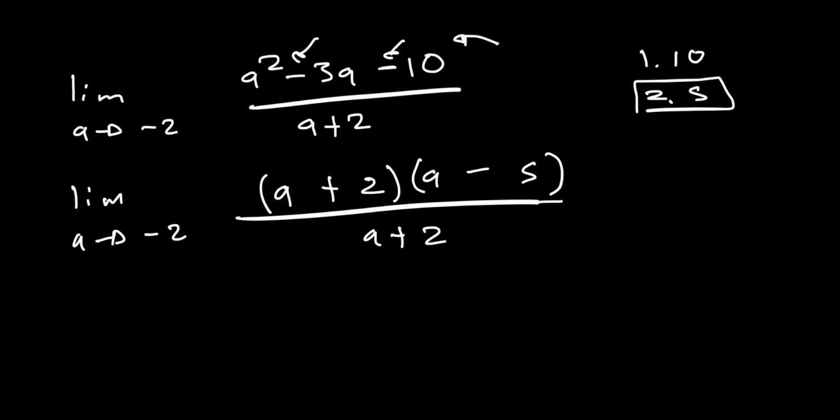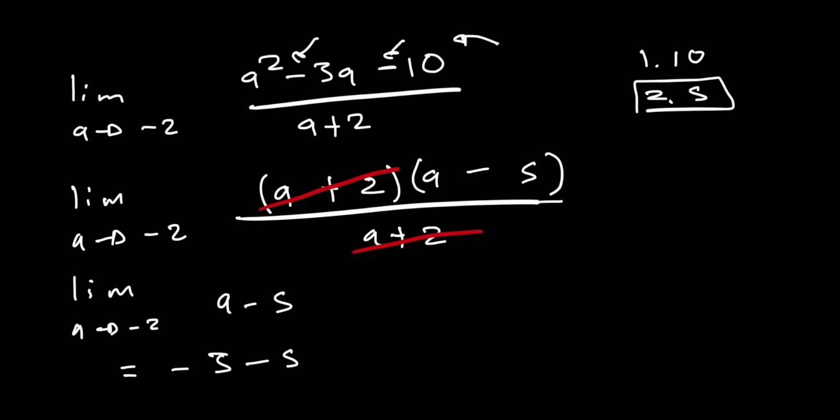So after we have done that, we can clearly see now a plus 2 is going to cancel with one of the factors. And then the limit is going to simplify to be x minus 5. So we can clearly substitute the limit as negative 2. So if we substitute it, it's going to be negative 2 minus 5, and negative 2 minus 5 is going to give us negative 7.